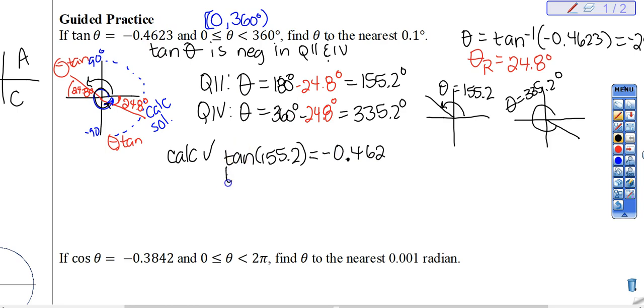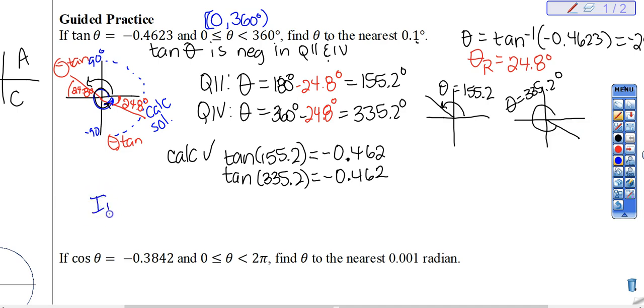Beautiful. Okay, and let's check the tangent of 335.2. So you type that in real quick and you get negative 0.46. Help me out. 2 again. Okay, so close enough. And that's definitely close enough because we rounded to the nearest tenth. So we did an intermediate approximation, which will throw off your answer a little bit. It's certainly close enough.